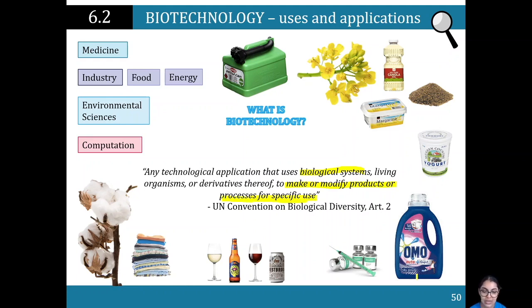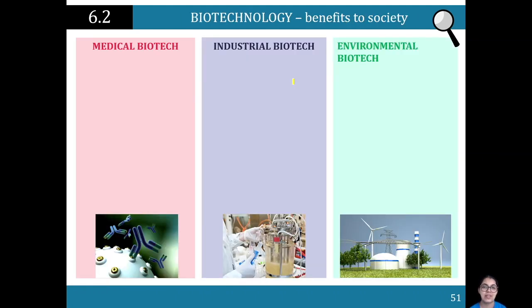So washing machine liquid, yogurt, because it's been fermented, butter or margarine, canola oil, all of these different elements around us, they are all produced through modification and the application of scientific procedures. So basically, biotech is technology based on biology.